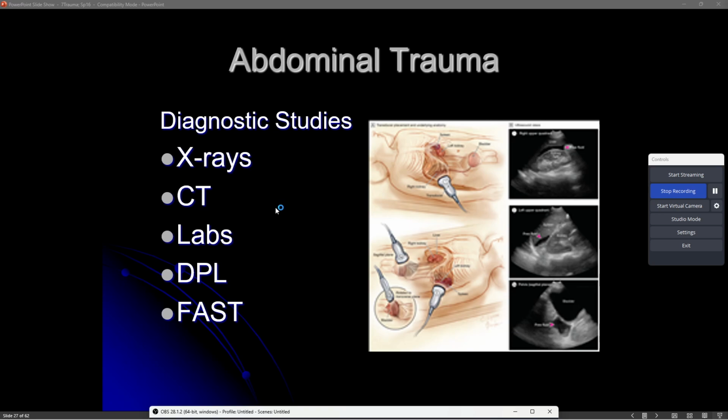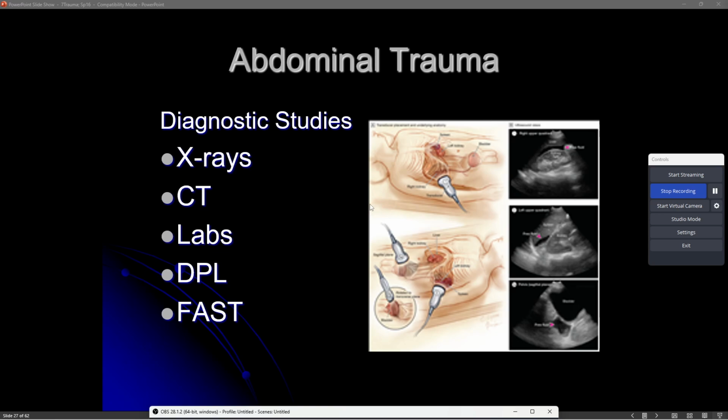Diagnostic studies, X-ray, CT, labs, DPL, and FAST. Okay, we can do a bunch of stuff. X-ray is the first line, CT second line. Labs, I'm looking for typically a CBC, potentially a CMP that could indicate other things. I'm looking also at my coagulation factors, PT, PTT, and INR. And then I'm looking at potentially doing an ultrasound of the organs as well. So doing a Doppler, if you will.